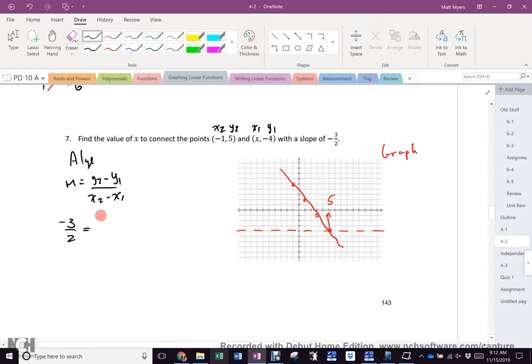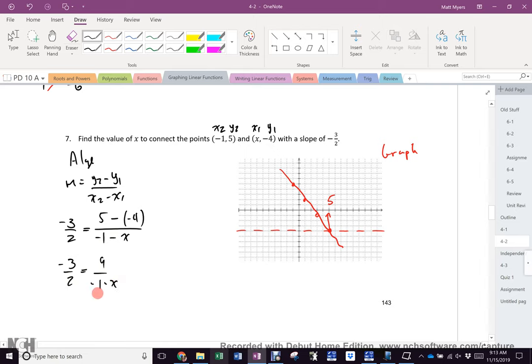What is y2? Y2 is 5. 5 minus, what is y1? Negative 4. Negative 4 over, what is x2? Negative 1. Negative 1 minus x. Tidy that up. Negative 3 halves equals, what's 5 minus minus 4? 9. Negative 1 minus x.